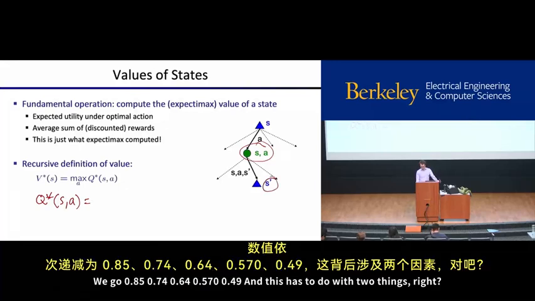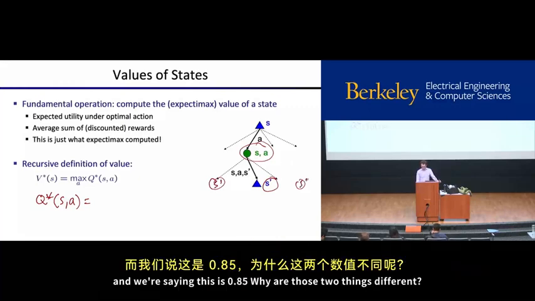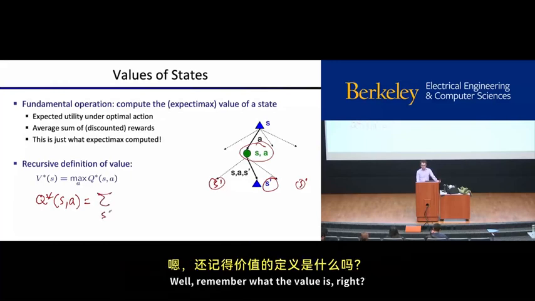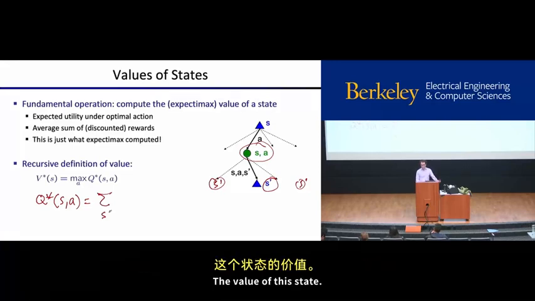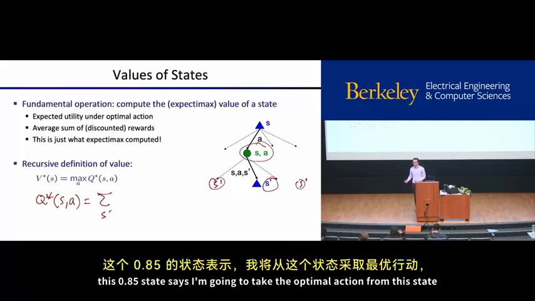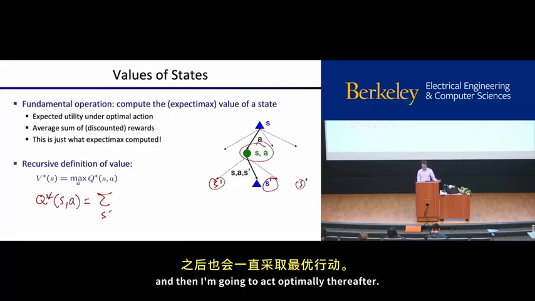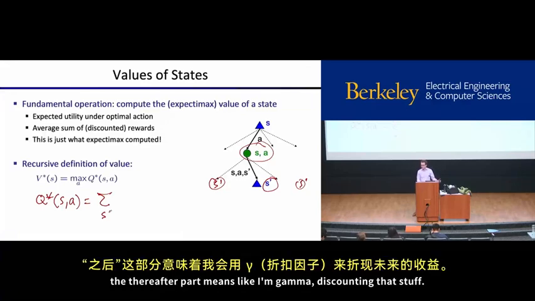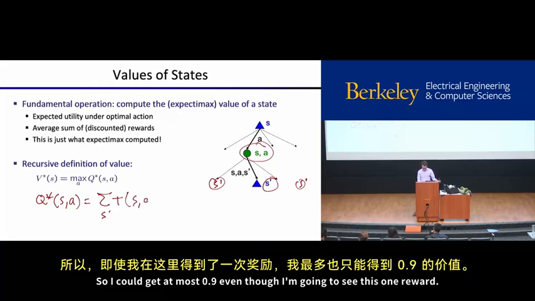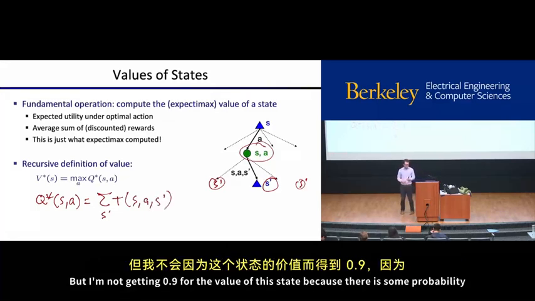Over these guys, right? So there are possible S primes that I could wind up in. Each one of those has some probability associated with it. So we're going to sum over all the S primes that I could find myself in, times the probability of landing in that S prime conditioned on being in this Q state, this SA. And the probability of landing in an S prime conditioned on an SA pair is just given by the transition function. So T of S, A, S prime. The transition function tells me the probability for that S, A, S prime.